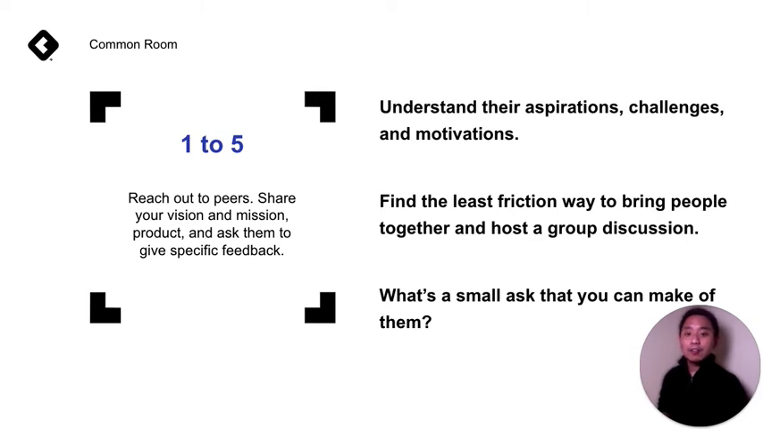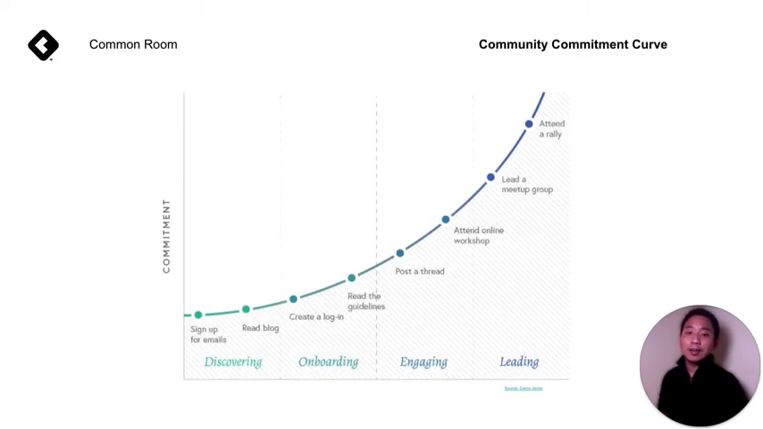There's this concept of community commitment curve that you can also apply. So this describes the level of commitment based on where they are in terms of the journey. So for example, at the very beginning of discovery and onboarding, you cannot just expect people to go out of their way to attend a 2-day workshop if they have no idea who you are.